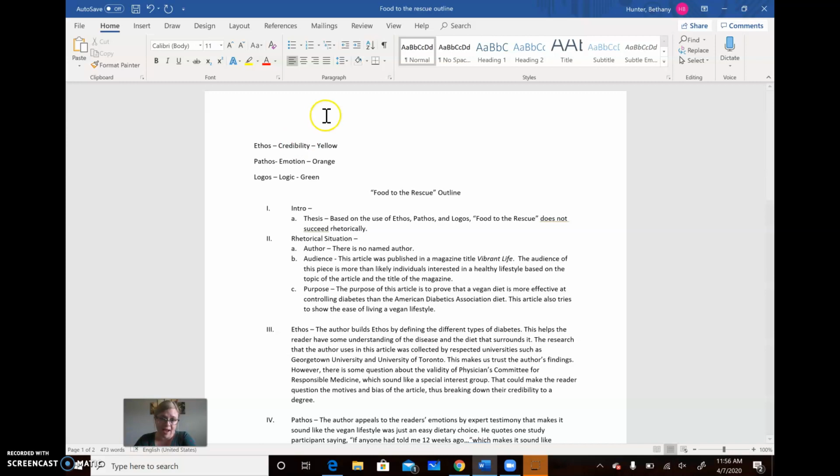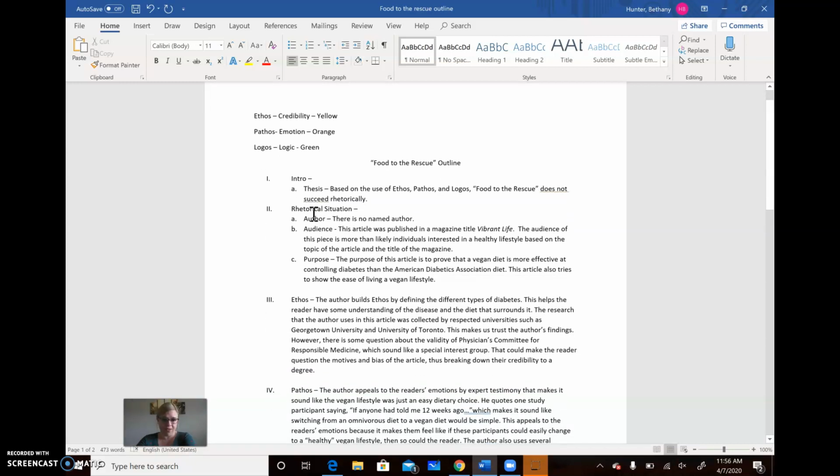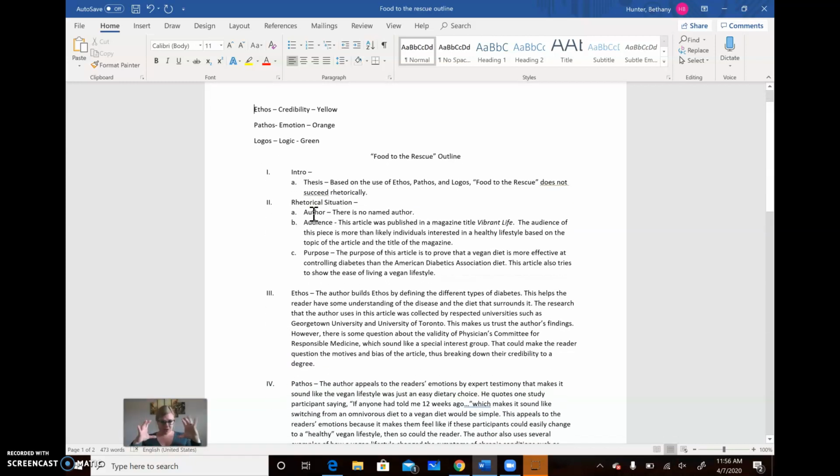And so to me, I would have had an intro, but in that intro, I would have had a thesis. And my thesis would sound something like this: based on the use of ethos, pathos, and logos, Food to the Rescue does not succeed rhetorically. Yikes. Okay, so here's how I would have broken things down. My first little blurb that I need to talk about is rhetorical situation. Author. There is no named author. And that's all you would say. Honestly, that's the end of that. Audience. So we start to look at who our audience would be for this. Well, this is published in a magazine called Vibrant Life.